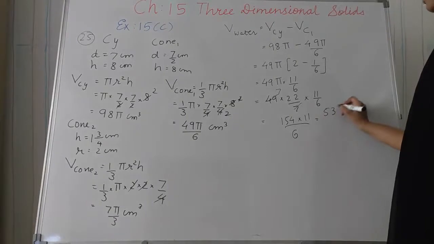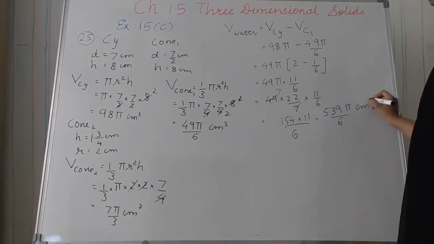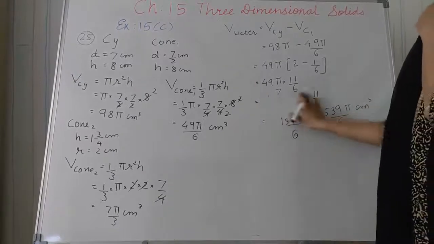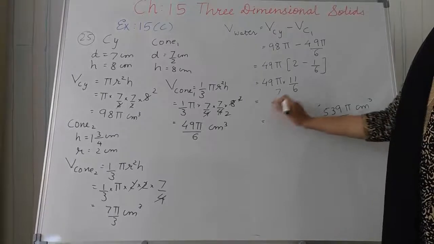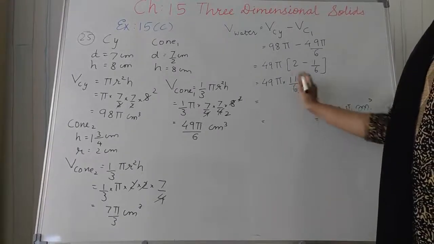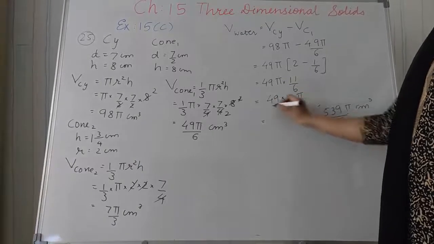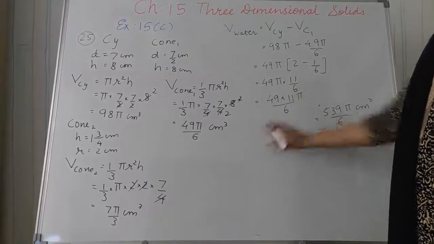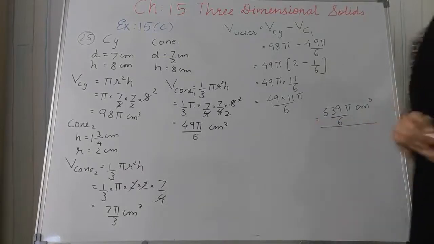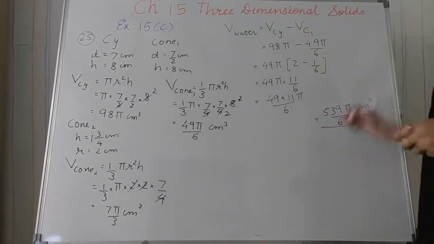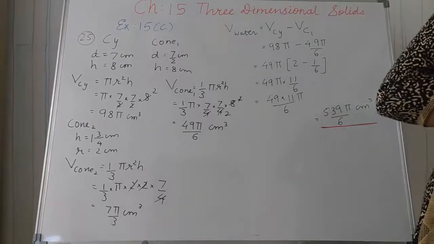Actually we should not put the value of pi, 539 pi by 6 centimeter cube. So without putting this value only, let us calculate this value. So 49 into 11 pi by 6, whose answer is this one, 539 by 6 pi centimeter cube. So this is our first answer, students, volume of water required.